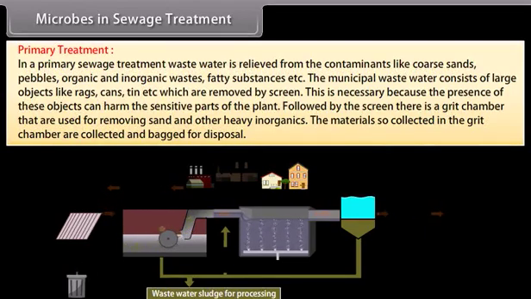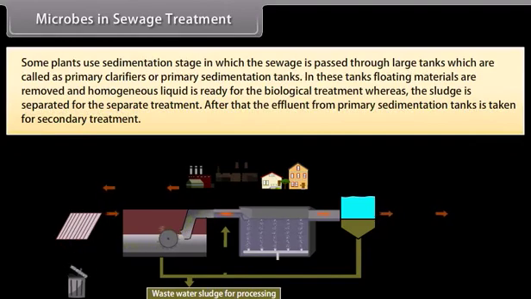Followed by the screen, there is a grit chamber that is used for removing sand and other heavy inorganics. The materials so collected in the grit chamber are bagged for disposal. Some plants use a sedimentation stage in which the sewage is passed through large tanks called primary clarifiers or primary sedimentation tanks. In these tanks, floating materials are removed and a homogeneous liquid is ready for the biological treatment, whereas the sludge is separated for separate treatment.